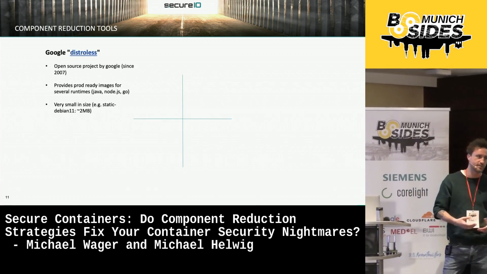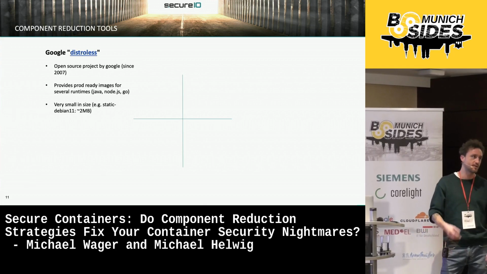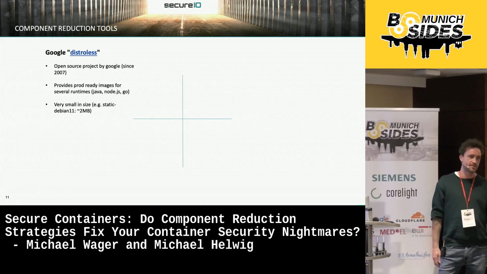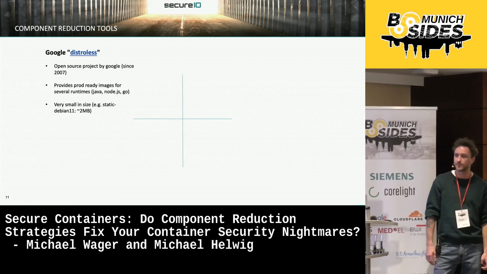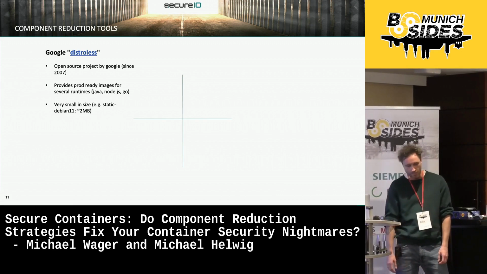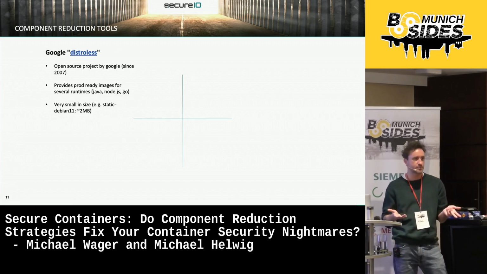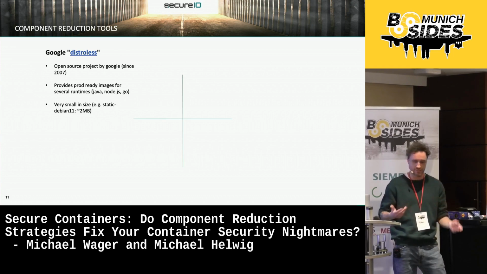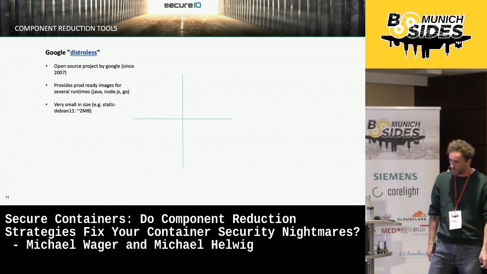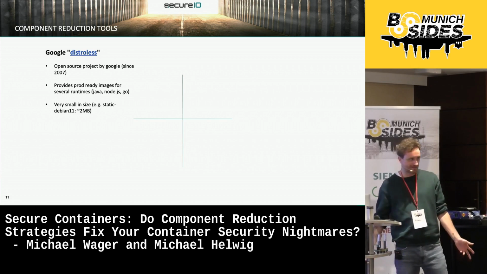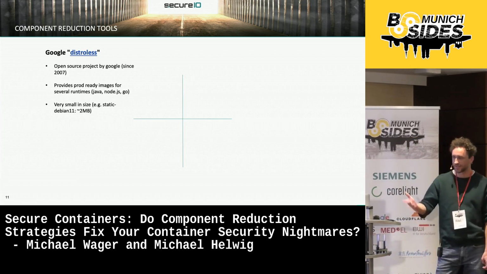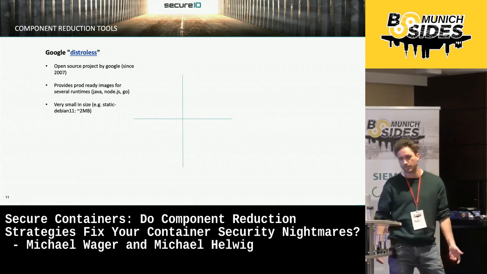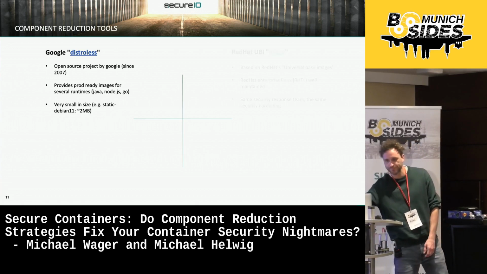So first we have Google Distroless. It's an open source project by Google, and they made the buzzword Distroless, I guess some of you have heard about it, famous already since 2007. And they're providing some production-ready images for certain runtimes like Java, Node.js, Python, Go. And they're very small in size compared to regular container images. Like the static image is only 2 megabytes, which is also a nice side advantage.